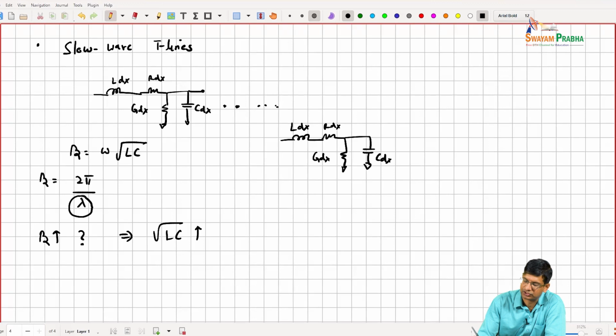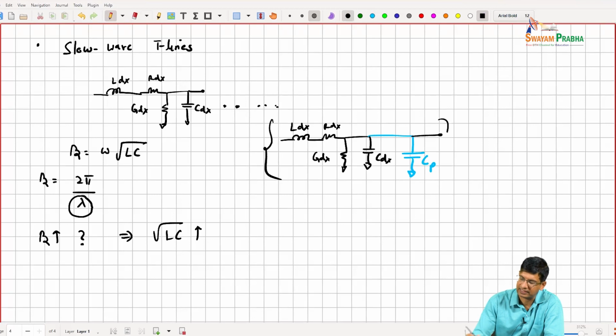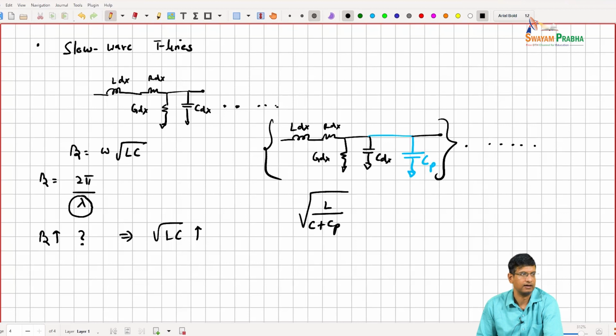But to each section, I effectively add another capacitance, right, which I'll call CP, right? I increase this capacitance. And so I do that in a distributed fashion. So this section keeps repeating itself, right? So then, yes, I have taken my impedance and dropped it, right? So the impedance has dropped, but my beta has gone up, right?